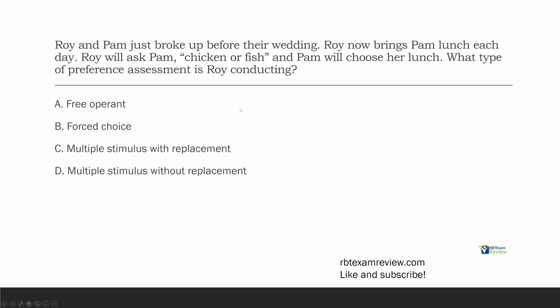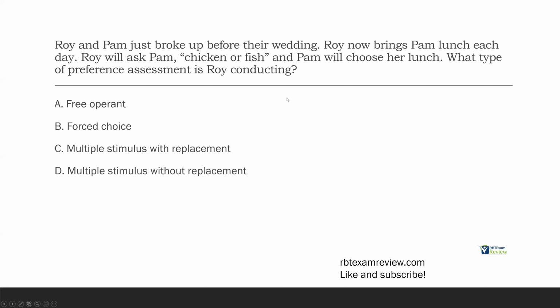Okay. What is our trick, or what is our tactic for identifying preference assessments? We ask ourselves, how many stimuli are we assessing at once? If we're assessing one stimulus at a time, it's going to be a single choice. If we're assessing exactly two stimuli at a time, it's going to be paired choice or forced choice. If we're assessing 3 or more stimuli at once, it's going to be multiple stimulus. And if we're assessing naturally in the client's natural environment, we're going to choose a free operant assessment.